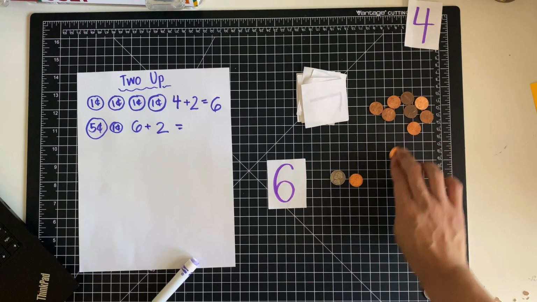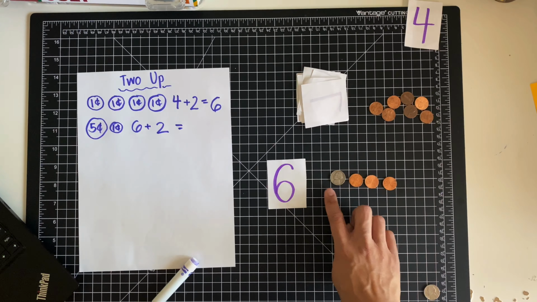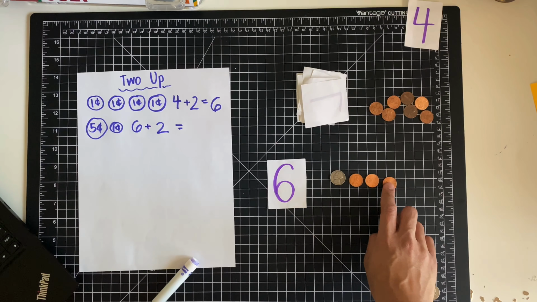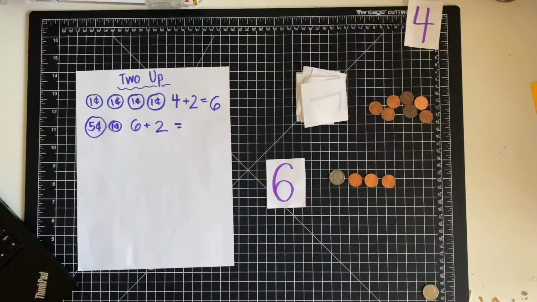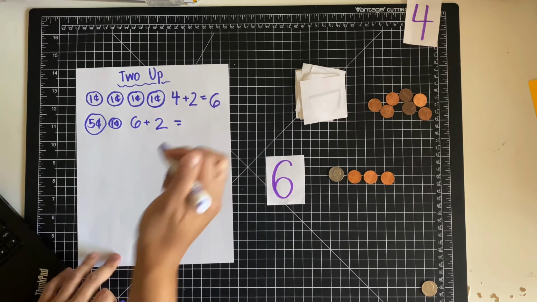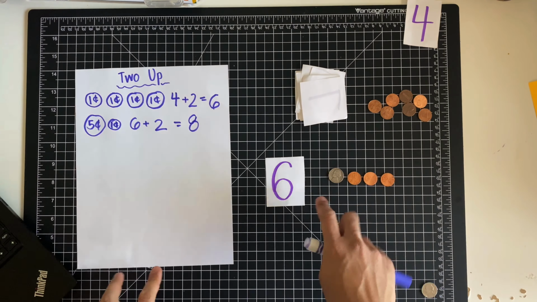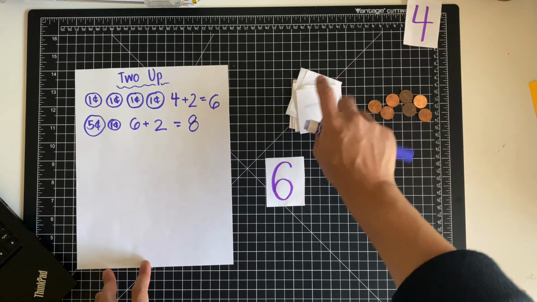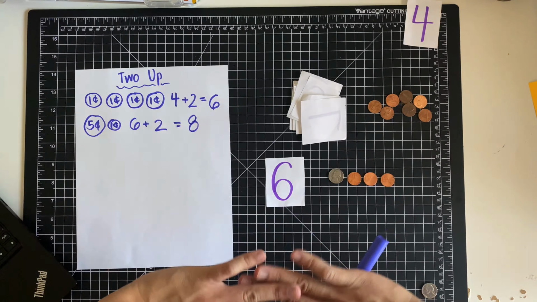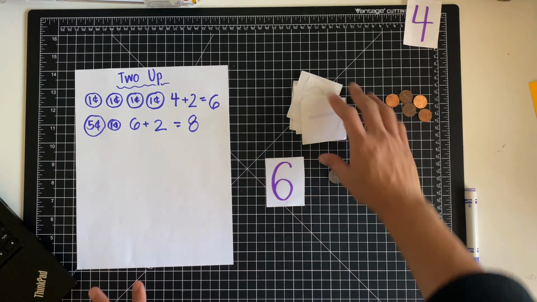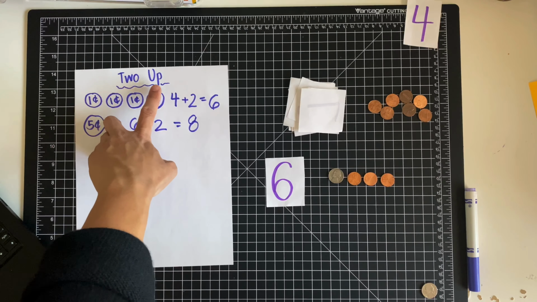So I have 6, add 2 more. I have 6, 7, 8. So 6 plus 2 is 8. Nice job, friends. So you're gonna keep building every card in your pile until you have no more. Awesome, friends. That's how you play your game of 2 up.